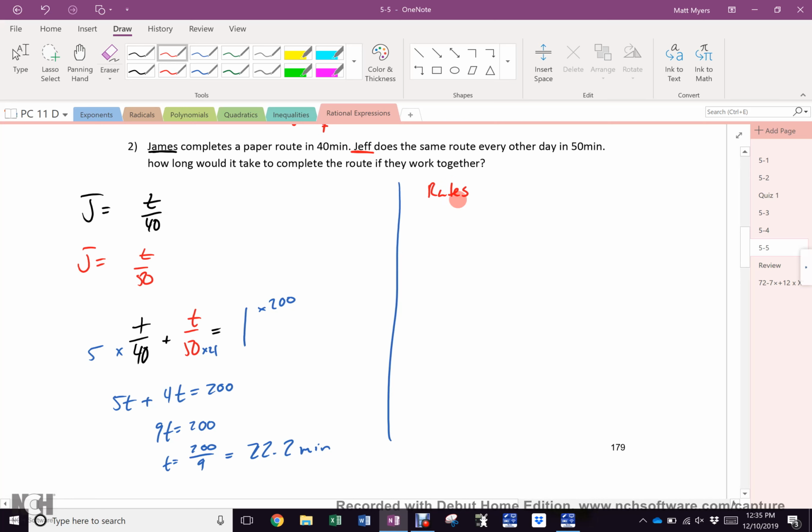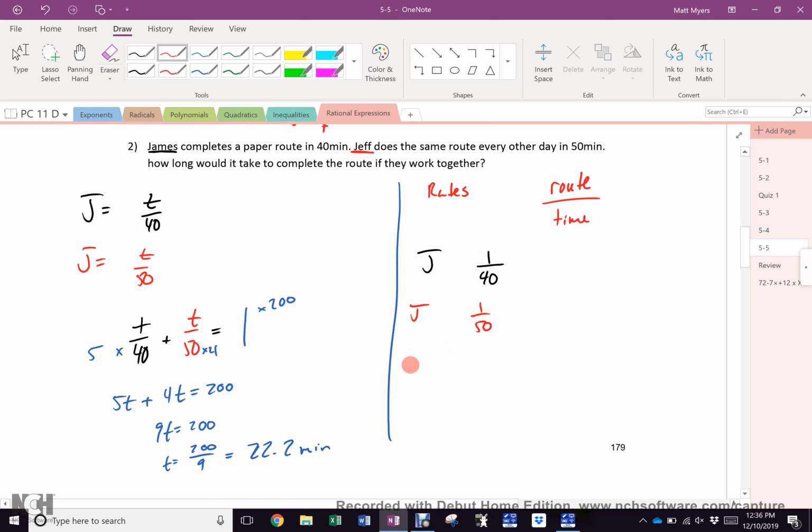What are the two things being counted? What is the independent variable? Right. So we're going to be over time. And what? Yeah, the paper route. Right? So what is James? He is 1 route in how many minutes? 40. And what is Jeff? 1 route in 50, right?